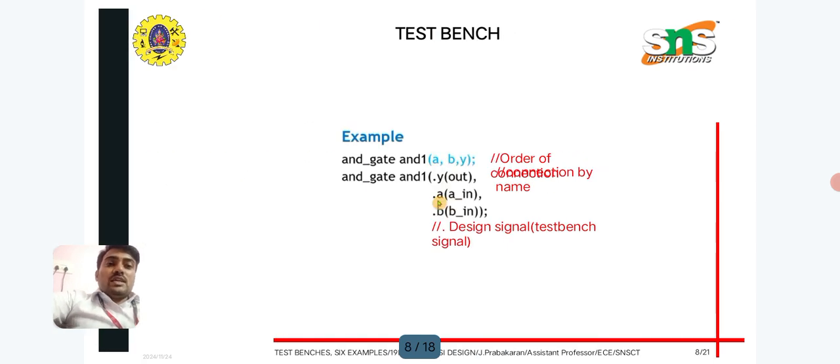And here you can see the example of connection by order and connection by name. In connection by order, first we have to declare the input and output. In connection by order, we can write input first followed by output, or output first followed by input.